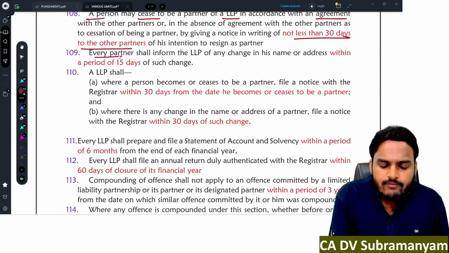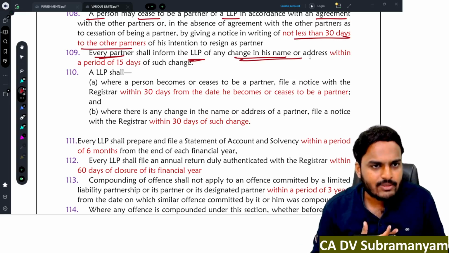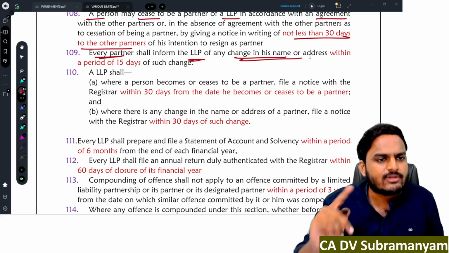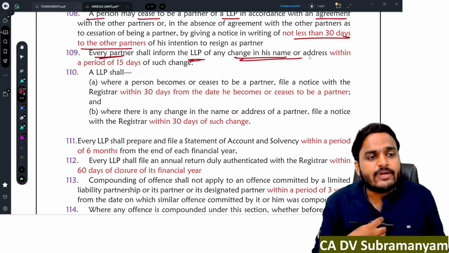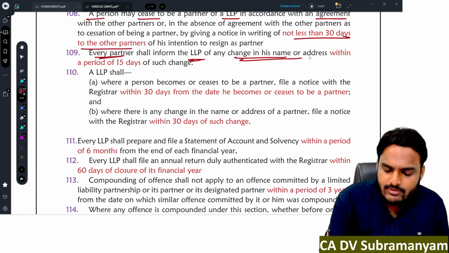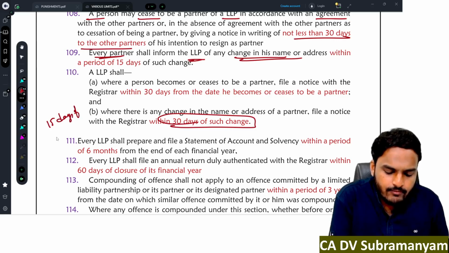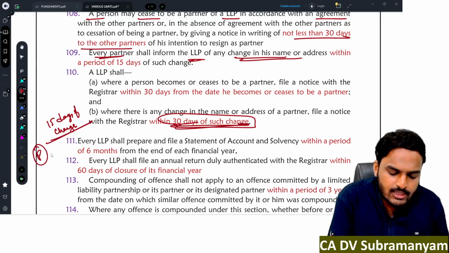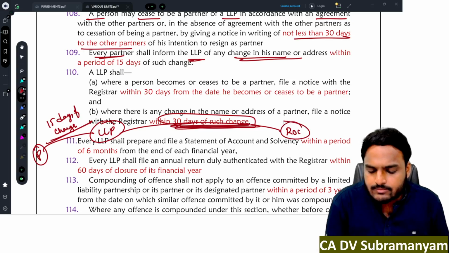Next one, every partner shall inform the LLP regarding change of his name or address. Suppose, I'm a partner in LLP. Very recently I changed my address. Now within 15 days of change of address, I need to communicate with LLP. LLP will communicate with ROC. So my duty, within 15 days of change, I should communicate with LLP. LLP shall communicate the same with registrar within 30 days of such change. So that means, 15 days of change, partner has to give notice to LLP. 30 days of change, LLP has to give notice to the ROC, registrar.